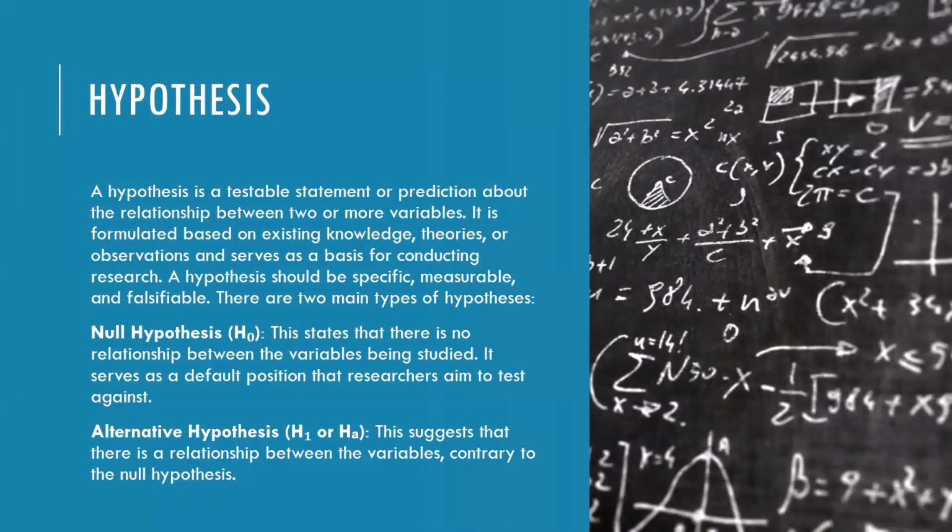Once you have your research question, then you need to come up with your hypothesis, which is your testable statement about either the relationship or the difference. And remember, you always start with the null hypothesis. The null states that there's no relationship or no difference. The alternative is the opposite. So the alternative will look a lot like your research question.